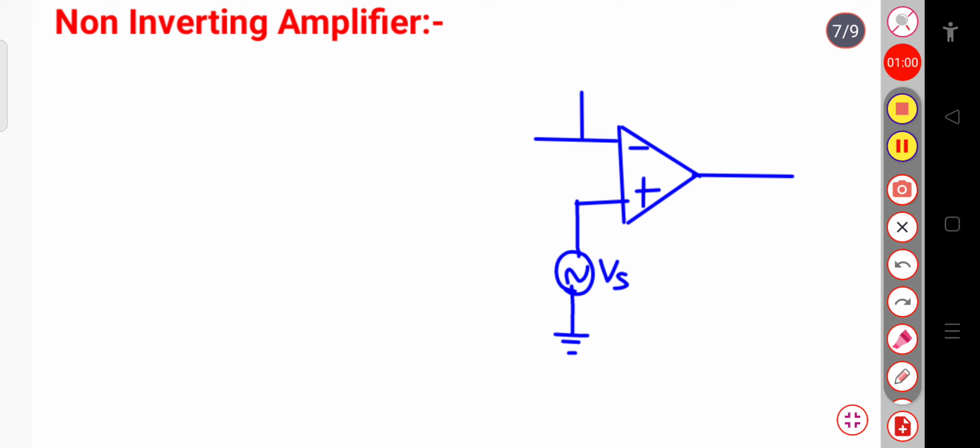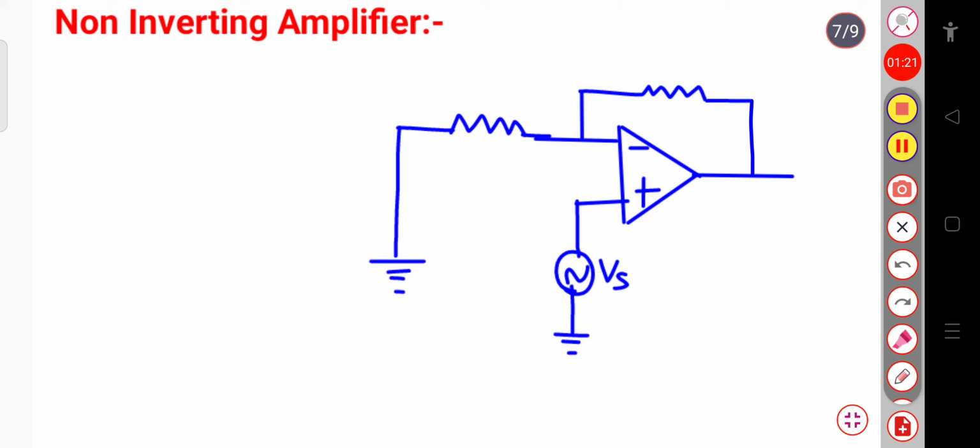Now in the other terminal, that is your inverting terminal, here is the resistor, and here it is being connected to the ground. And here a feedback resistor is connected at this point, and this is your output. So here a load resistor is connected, this is the RL, and this one is the feedback resistor RF, and this one is the input resistance RI.